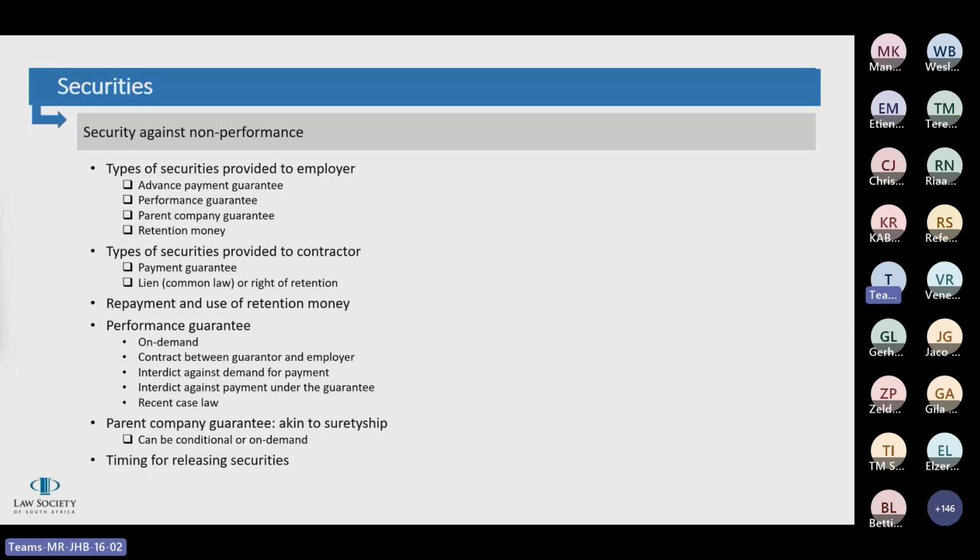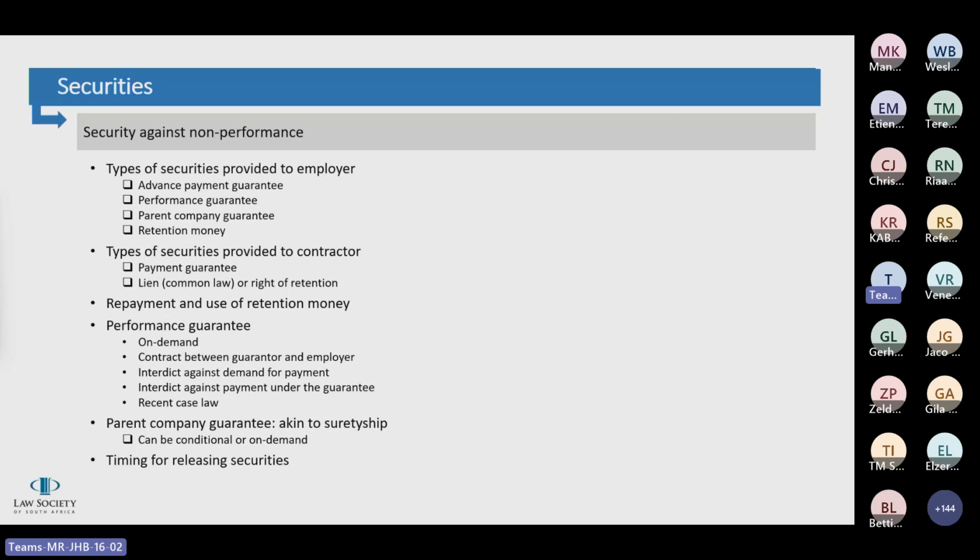Typically, the types of security provided to an employer by the contractor would be an advance payment guarantee, a performance guarantee, a parent company guarantee, and those are security instruments only. An advance payment guarantee is typically an on-demand form of guarantee to secure the employer against the repayment of any advance payments made to the contractor. So advance payments are ordinarily made, especially where the contractor has to fork out money to establish site, or procure long lead items, etc., where the contractor just doesn't have the money for that initial startup. Then there would be advance payments.